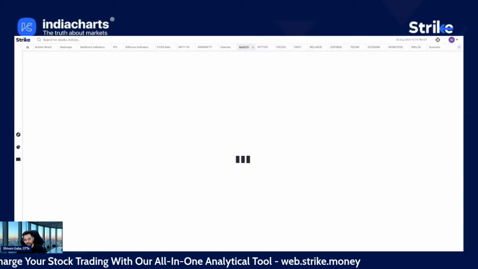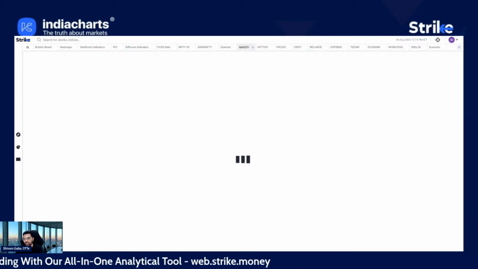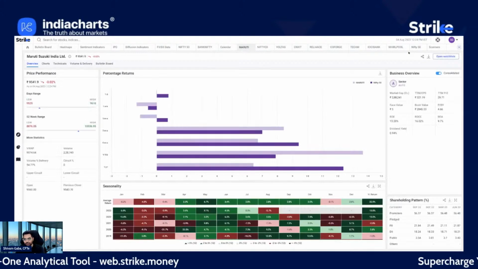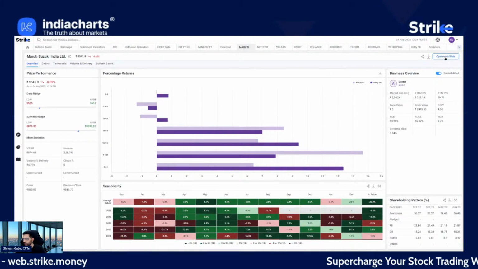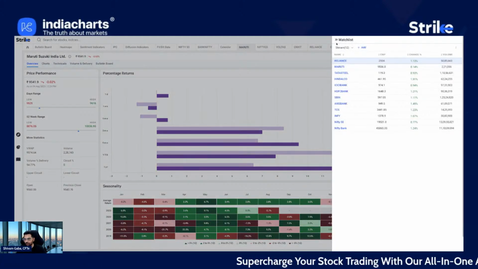And the second way to use the watch list is from the stock section itself. If you are looking at a stock in the stock section, there on the right you get this open watch list button, and you can change the stock from there only, right?